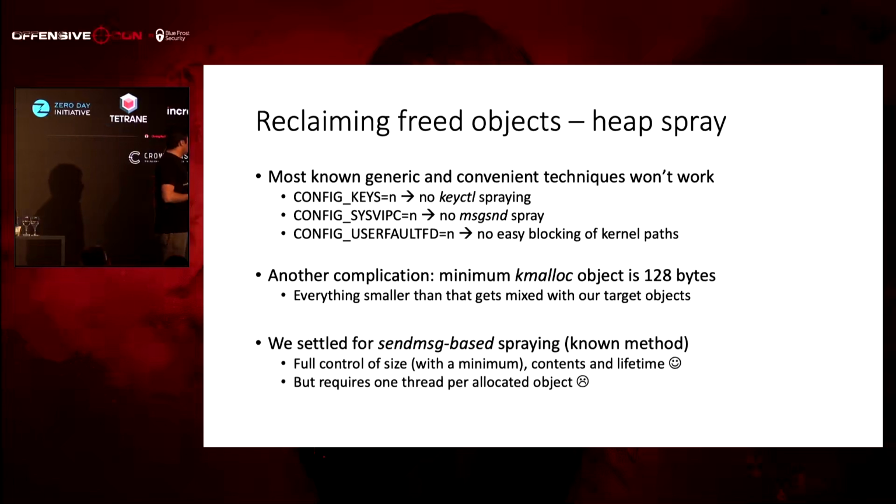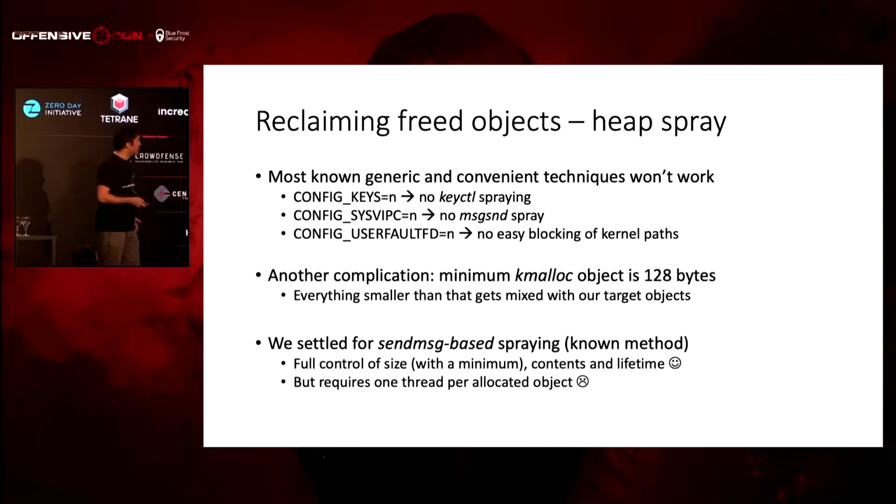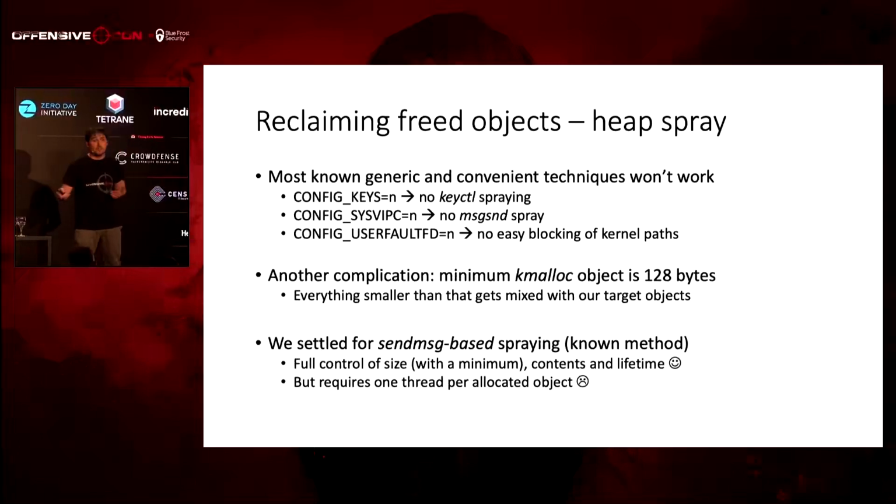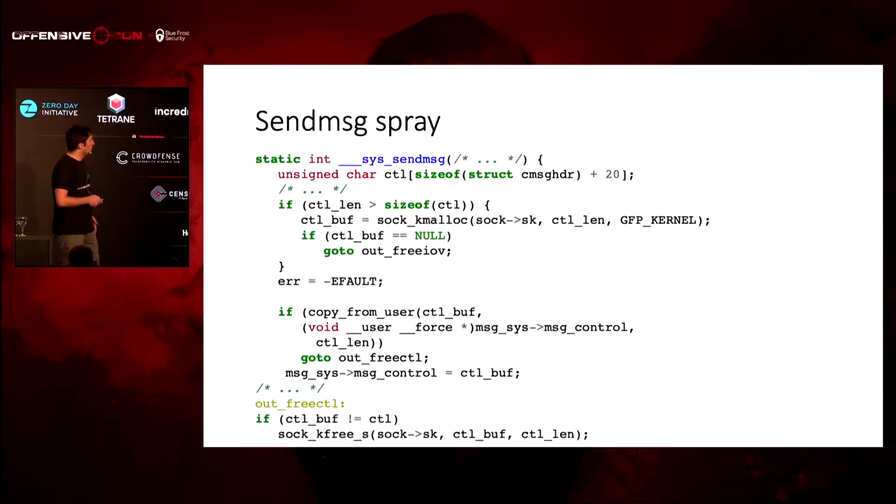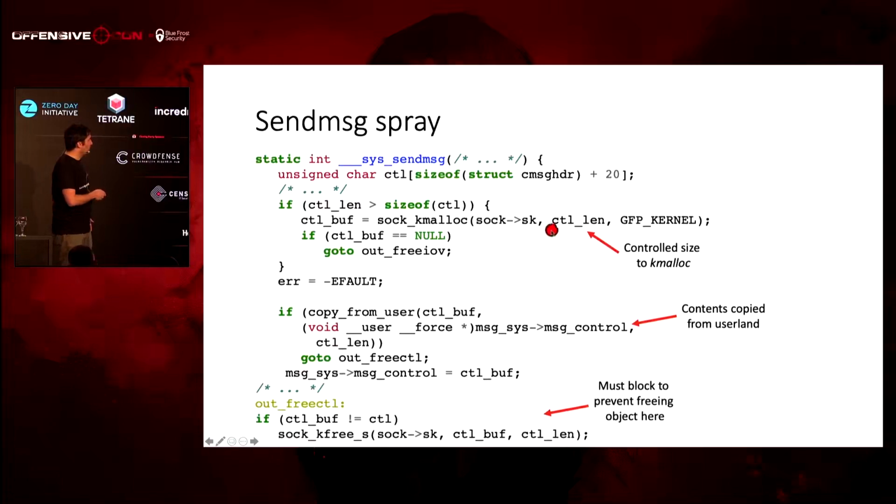So we went for send message-based spraying. It's a known method. It has full control of, or almost full control of size, contents, and also lifetime if you do it the way that we were doing it. But in that way, it requires one thread per allocated object, kind of similar to the user fault FD, because you have to block the thread so that it doesn't get freed. And this works because send message has a kmalloc up here with a control length, as long as we pass a certain minimum. And then it has a copy from user here with our data, and then it does some things, and then it frees it on the way out.